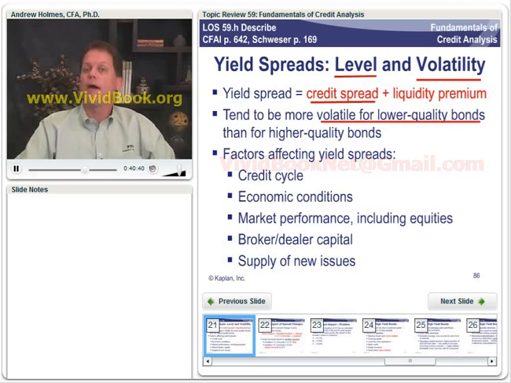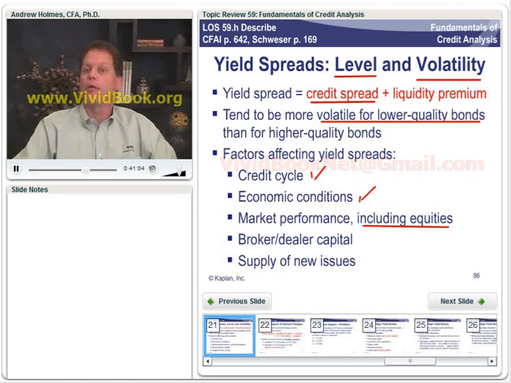So what about factors affecting yield spreads? Well, the credit cycle, so are we at the top of the cycle or the bottom. Economic conditions, so look at the macro economy, what's going on there. Market performance, this would include the equity market. If you've got the equity markets raging and everything's looking good, then that's going to, all else equal, lead to lower yield spreads for the fixed income market.